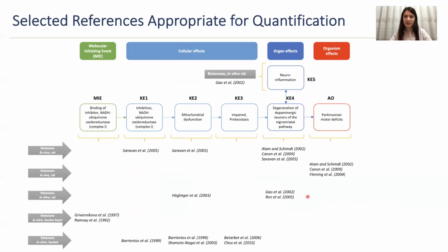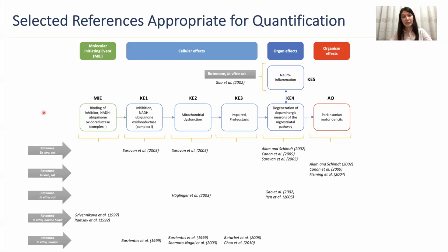Herein are the 3% of the references that have been finally evaluated and that contain any quantitative data. As you can see, these types of studies are ex vivo, in vitro, in rat, in bovine heart, in human. And also, as you might notice, the key events at molecular and cellular level were evaluated mainly in vitro, while the key events at organ level and organism were evaluated ex vivo and in vivo.